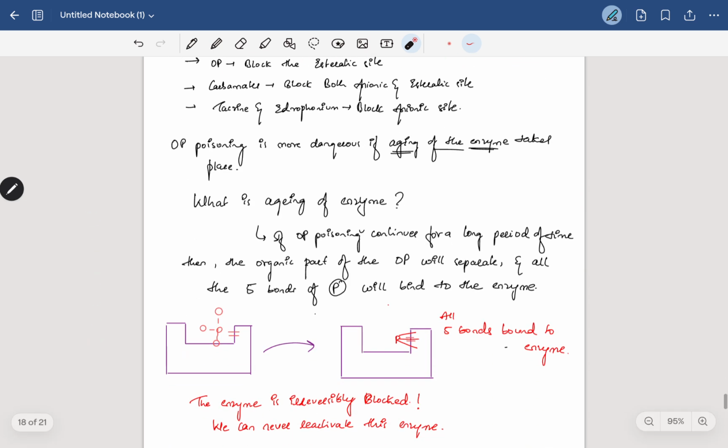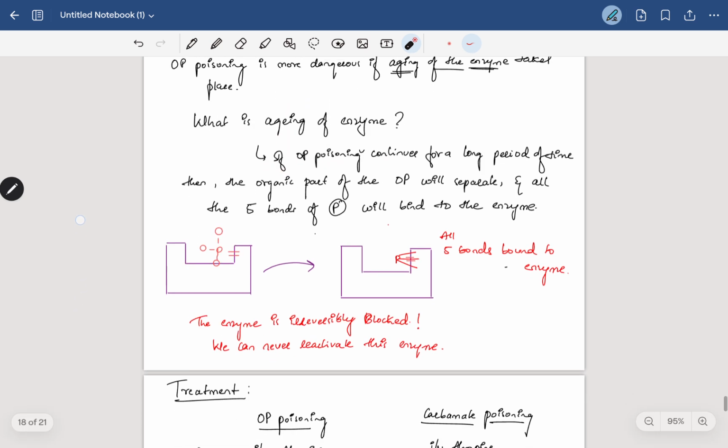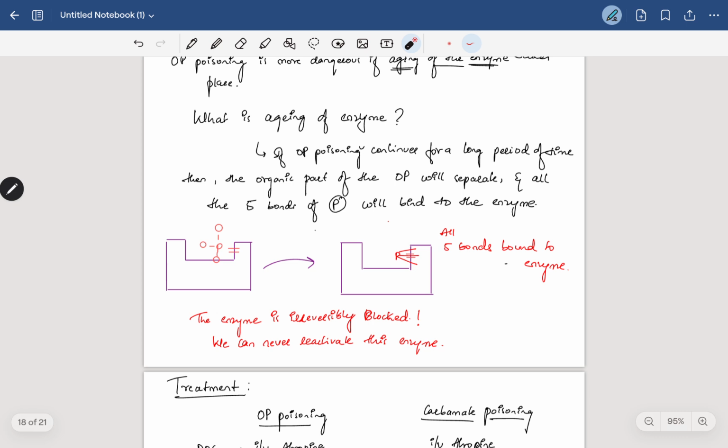Now, organophosphate poisoning is more dangerous if aging of the enzyme takes place. What is aging of the enzyme? If organophosphate poisoning continues for a long period of time, then the organic part of the organophosphate will separate and all the 5 bonds of phosphate will bind to the enzyme.